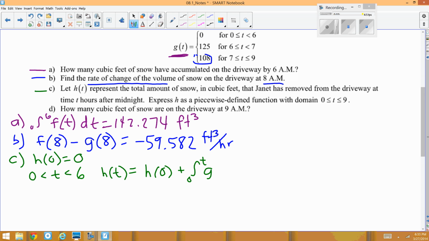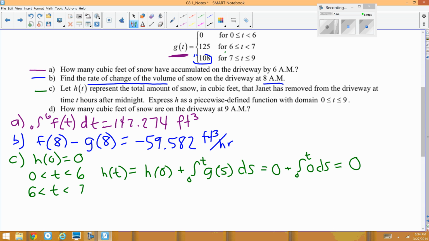So we could do 0 to 1, 0 to 2, 0 to 3. And we could say the amount of snow, to change it up so it's not a t there, ds. And so h of 0 is 0. And no matter what, this is going to be 0 because she's not removing snow. So the integral of 0 is still 0. So this equals 0. Not very exciting. The amount of snow she's removed at any time between 0 and 6 is 0 because she didn't start yet. Now this is going to get a little bit trickier, going from 6 to 7.